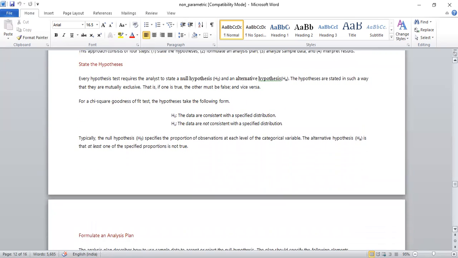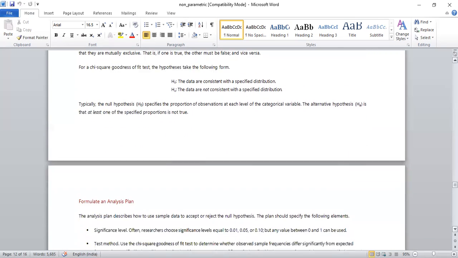Okay, so typically the null hypothesis specifies the proportion of observations at each level of the categorical variable, and the alternative hypothesis is that at least one of the specified proportions is not true.